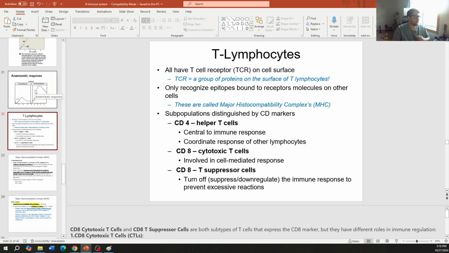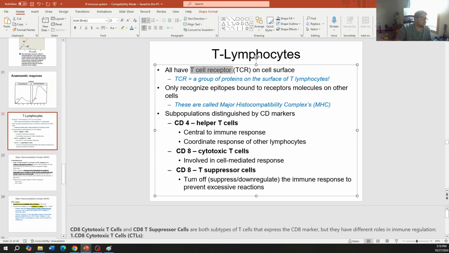So that's our B lymphocytes. We also have T lymphocytes. They all have what are called T cell receptors, or TCR, on the cell surface. The T lymphocytes only recognize epitopes which are bound to specific receptor molecules on other cells. These are called major histocompatibility complexes. So T cells only respond to these MHCs. We're going to talk about those in the next slide.